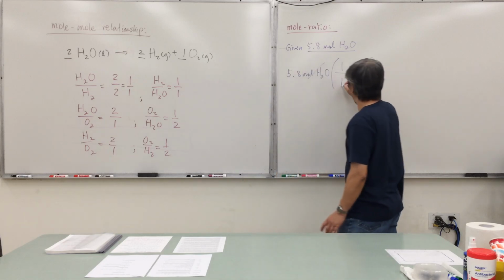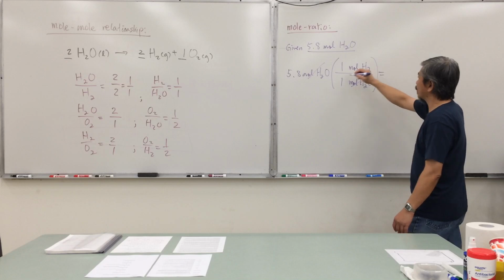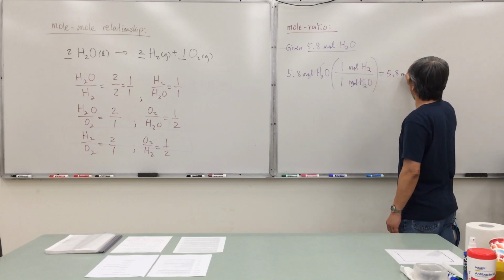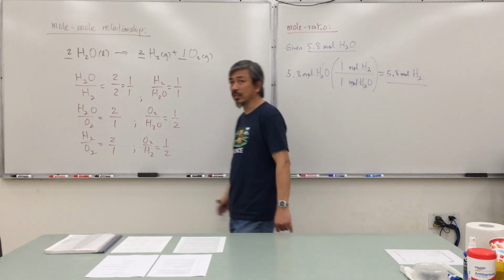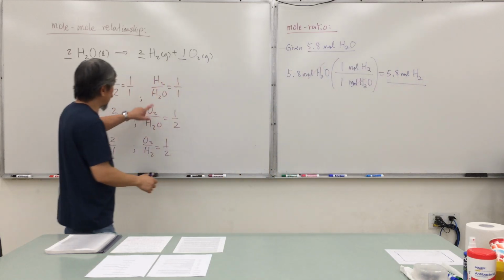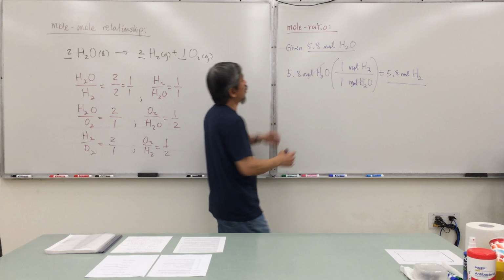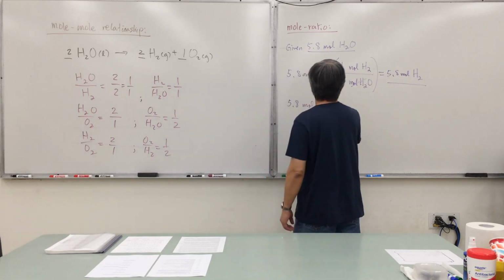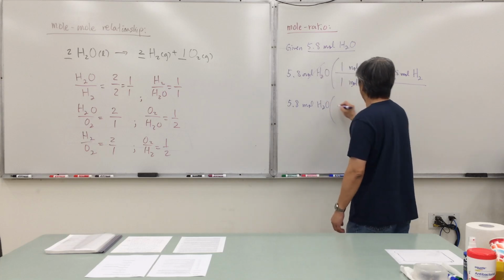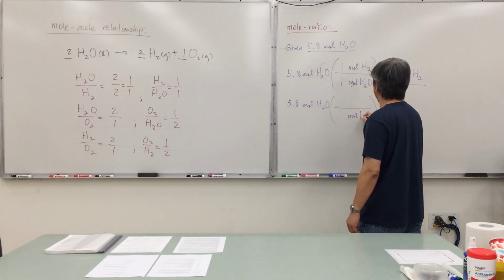So this is a 1 mole to 1 mole relationship. Okay? So I'm going to work this out, end up with 5.8 moles of H2. And if you recall, that's the exact same number that we had earlier over here. Now what about for O2? Well, again, do the same thing, 5.8 moles of H2O. And in this case, I'm now going to convert from H2O to moles of O2.